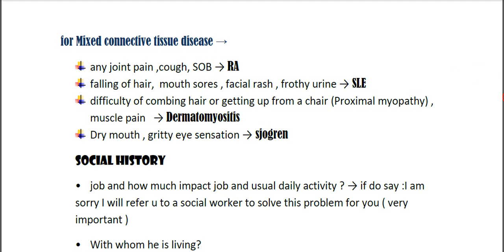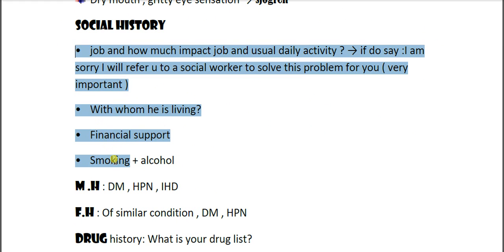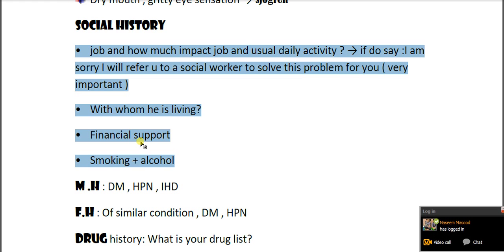Then, like every case in station 5, you have to ask about social history. The four questions that are fixed for all the cases of station 5, communication skills and history taking: what the patient's job is, what the patient is doing for living, and how much his symptoms affect his job and his usual daily activities. Refer the patient to a social worker if his usual daily activities are affected. Refer the patient to occupational health care worker if his job is affected. With whom the patient is living and who is supporting the patient at home. Financial support, smoking and alcohol history.